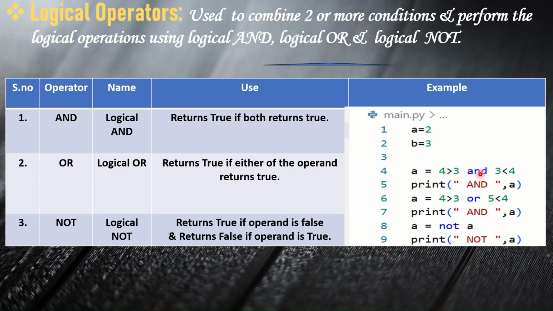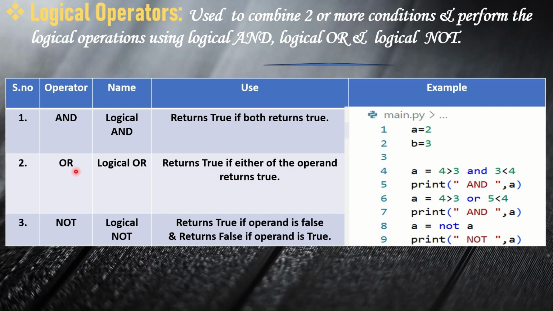So what will this logical operator do? It will first check whether 4 is greater than 3. This condition is satisfied, and then it goes to the condition 3 less than 4. 3 less than 4 is also satisfied. So both conditions are giving true, and the AND logical operator also gives true in the result A finally.